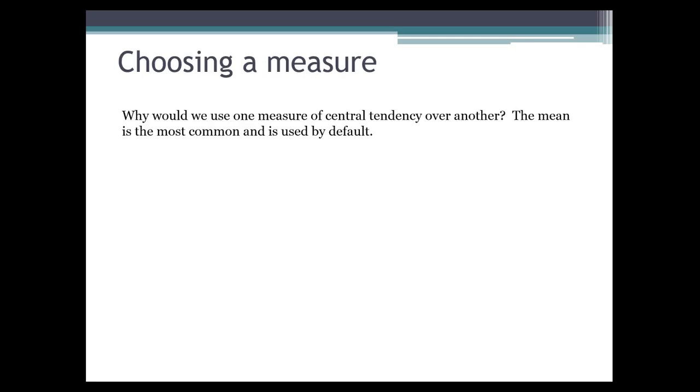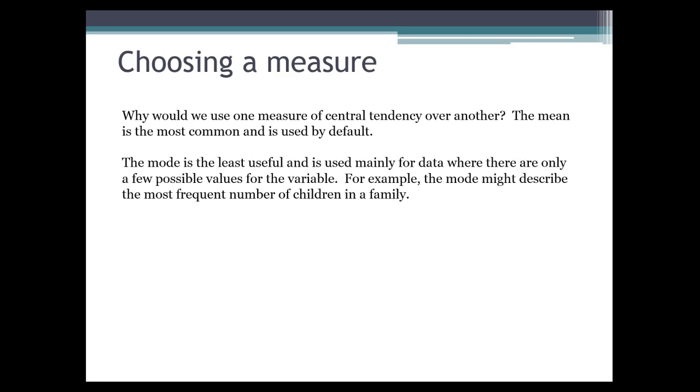So now let's talk about, we've got these 4 measures of central tendency. We've got the mean, the median, the mode, and the mid-range. Why would we choose one of them over another? Well, the mean is the one that we usually use by default. The mode is really not useful at all, partly because, as we said, there's not always a mode. Sometimes there's more than one mode. But it does have a use.